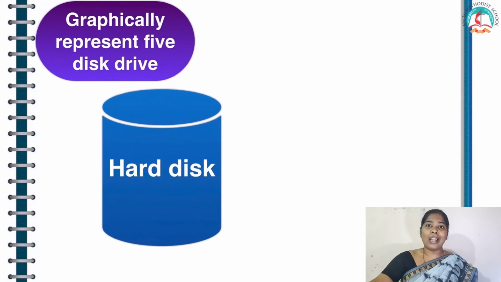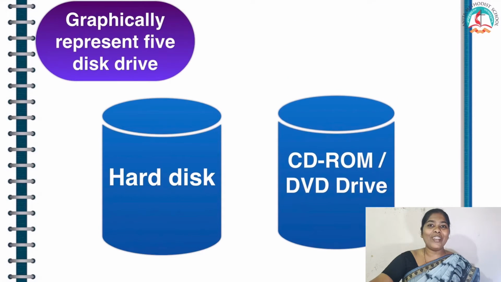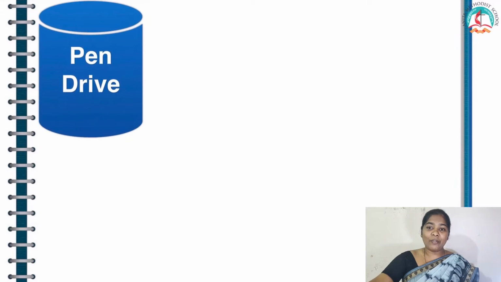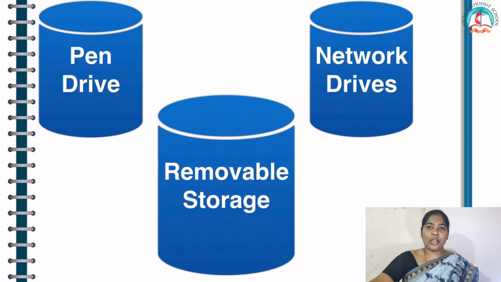The first one, hard disk. What you people learnt in the second lesson, what is a hard disk. And the second one, CD-ROM or DVD drive. And the next one is pen drive, and then network drives and removable storage like USB, all those things.